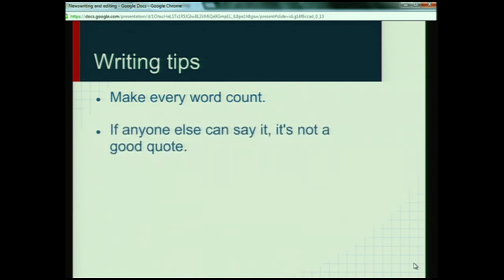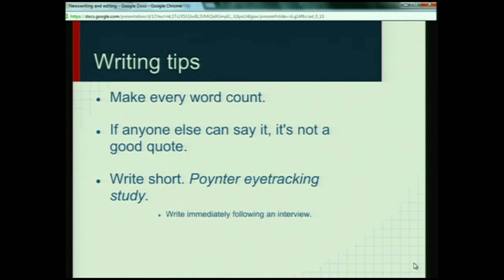Okay, writing tips to encourage your kids: make every word count. If anyone else can say it, it's not a good quote. That's a good way to encourage them to get reaction quotes. Write short. We talked about the Poynter eye tracking study. People will read a 300-word story before they'll read a 1,000-word story.